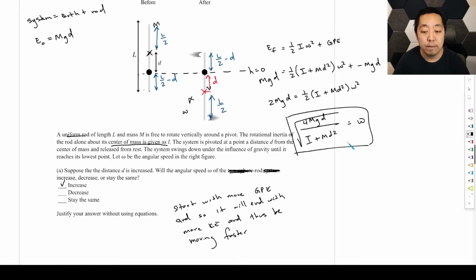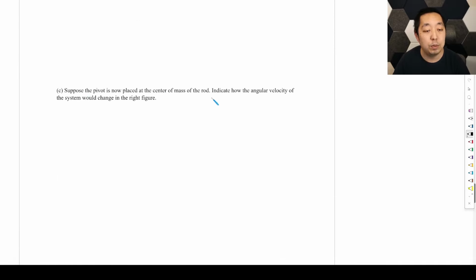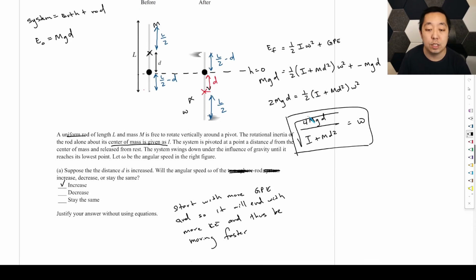So now we have to think about this: derive an expression. Suppose the pivot is now placed at the center of mass of the rod. So now that's going to be d is equal to 0. Indicate how the angular velocity of the system would change in the right figure. So d is going to go to 0.